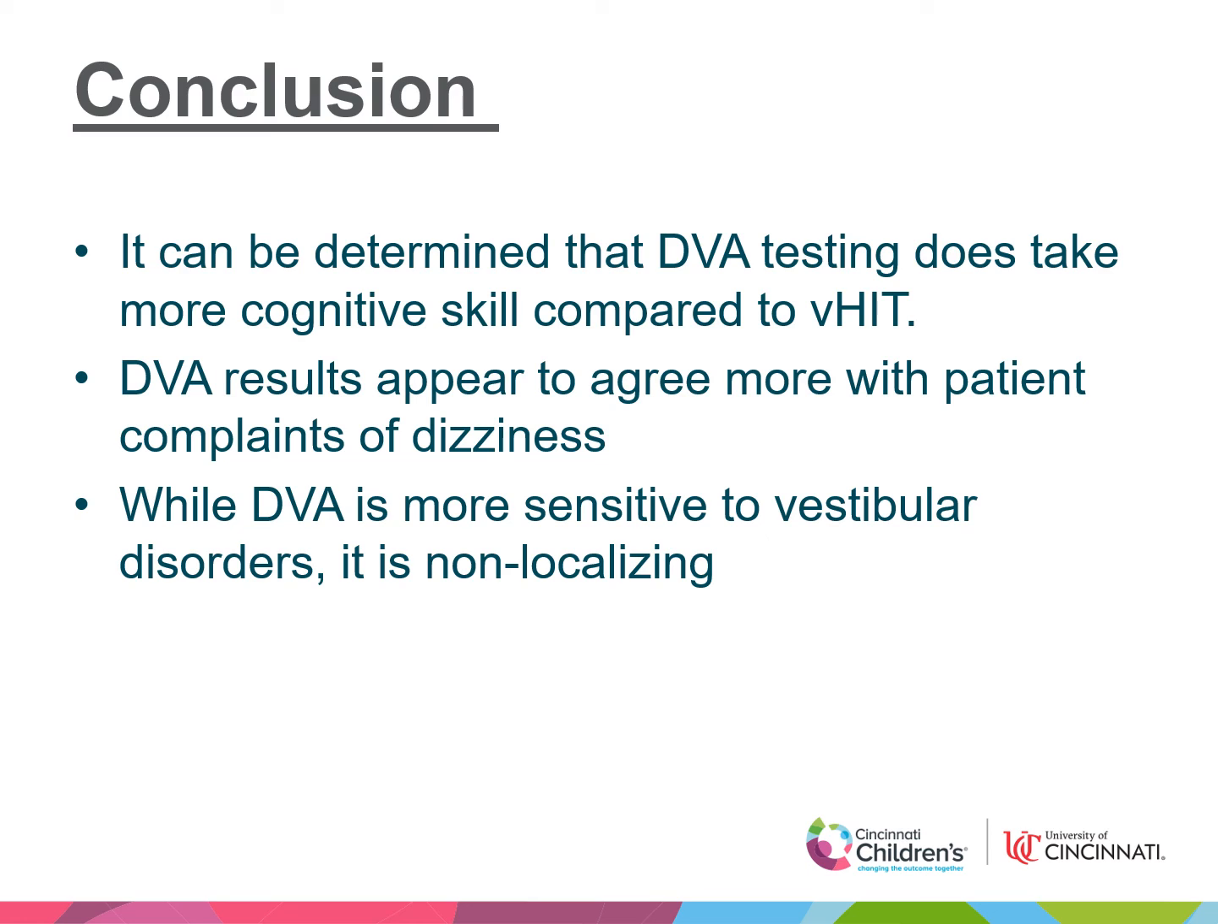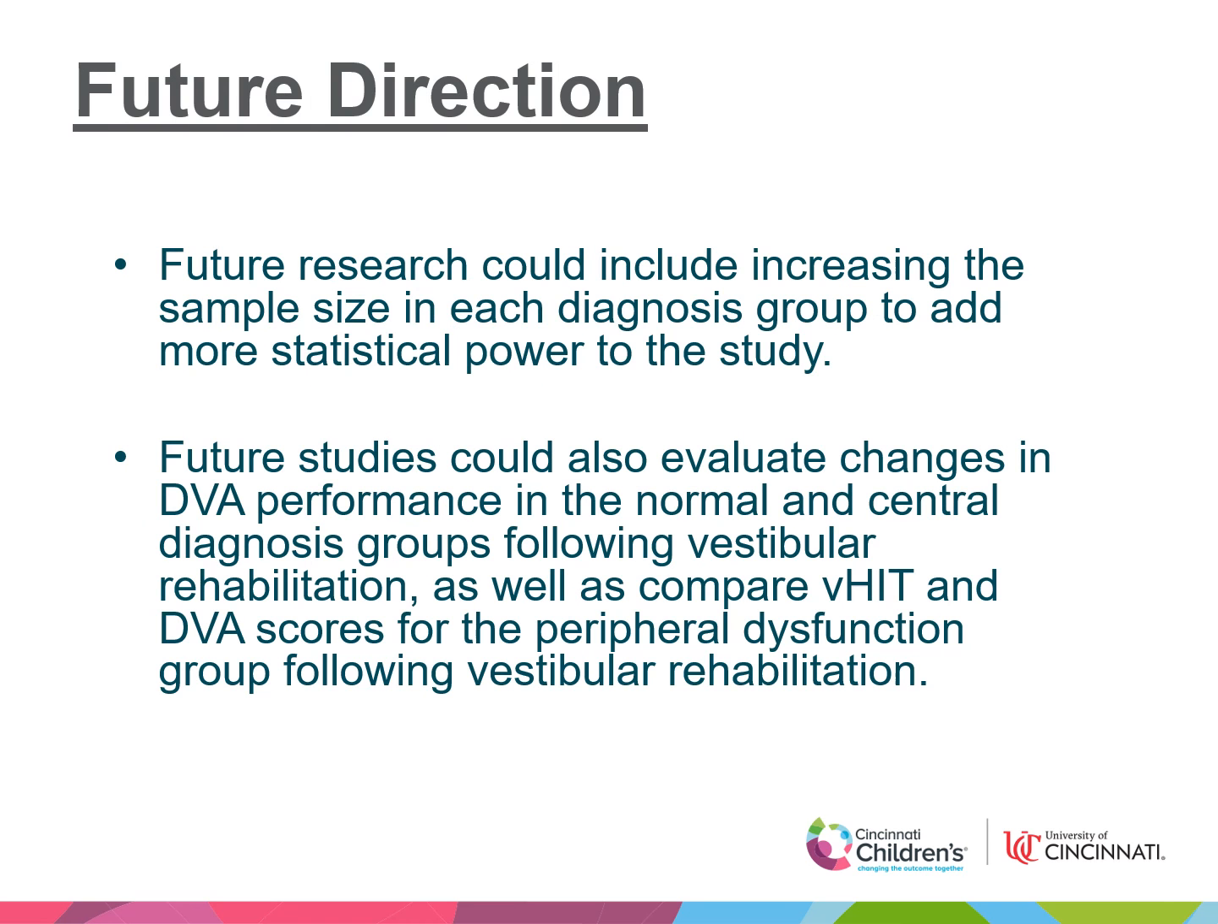So in conclusion, both tests should still be completed in the pediatric vestibular test battery. While DVA was more sensitive to vestibular function overall, the DVA results are non-localizing, where the dysfunction could be peripheral or central. In the case of abnormal DVA, vHIT may help determine the site of lesion or at least rule out the peripheral vestibular end organs. To kind of wrap everything up, we know that this study only had 33 subjects.